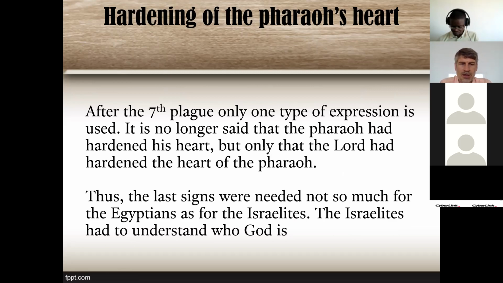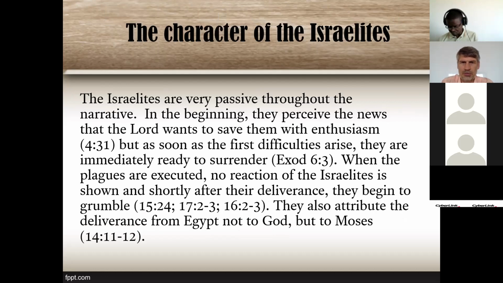And what is interesting, after the 7th plague, only one type of expression is used. It is no longer said that the Pharaoh hardened his heart, but only that the Lord hardened the heart of the Pharaoh. Thus, the last signs were needed not so much for the Egyptians as for the Israelites. The Israelites had to understand who God is. So in this case, how can we explain in general the hardening of the heart of the Pharaoh?